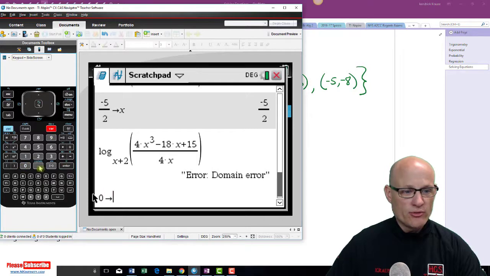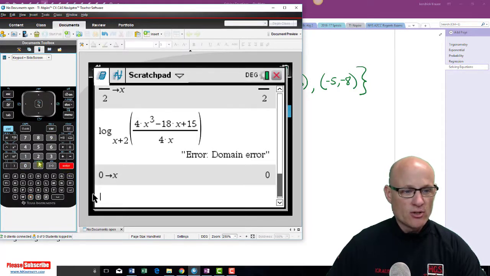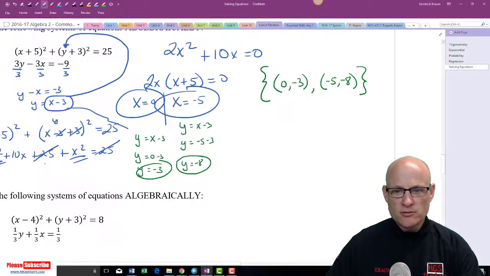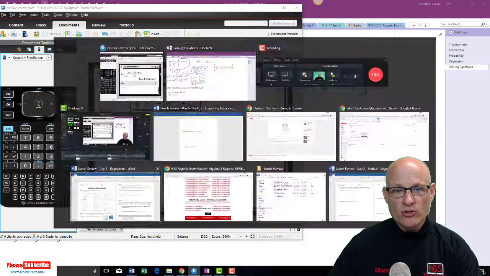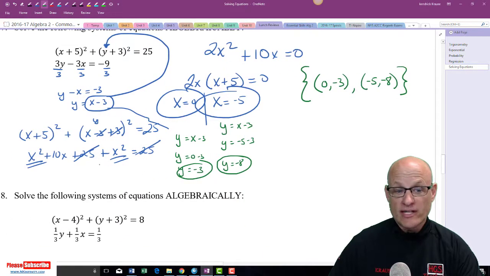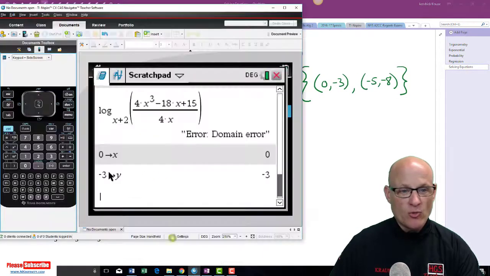0, store it into x. Enter. Negative 3, store it into y, and you're going to type the original equations. I don't care how long it takes you. You've got all day to do this. You want to make sure you get these right. These shouldn't be difficult problems.